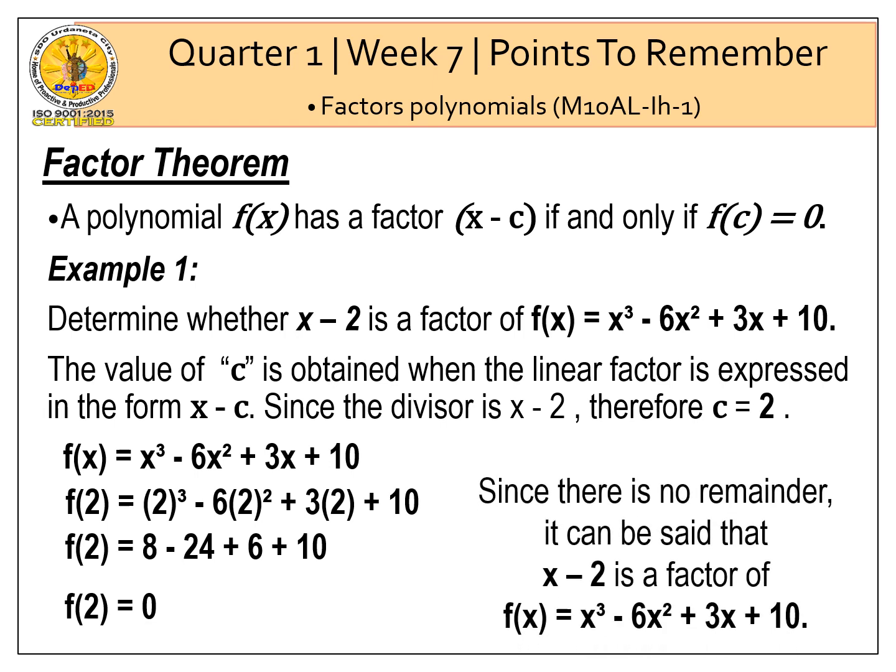Since there is no remainder, it can be said that x minus 2 is a factor of f of x is equal to x cubed minus 6x squared plus 3x plus 10.